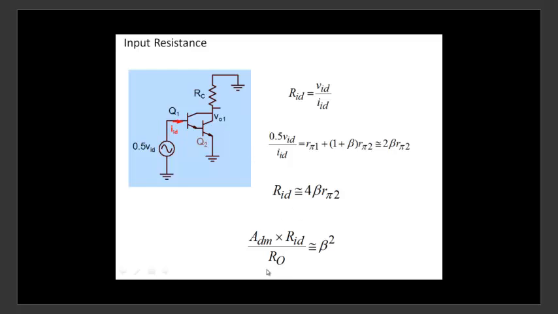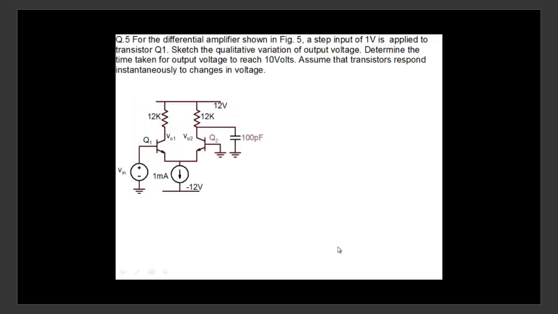ADM RID by R0, we've been saying, is a figure of merit for amplifiers. And because we've used these two transistors, it comes out to be beta squared, unlike a simple differential pair, which would have been simply beta here. All right, let's look at this one. Question number 5.